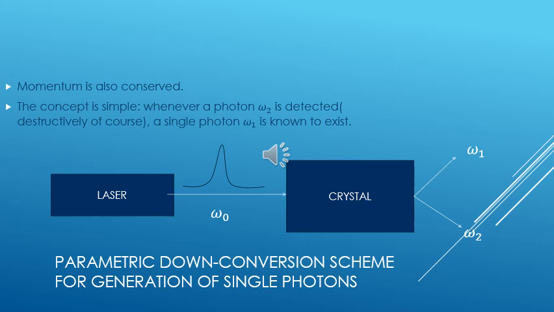As you can see from this slide and the diagram therein, the parametric down conversion scheme is represented. There is a laser that is incident on a crystal, and the laser beam has a frequency ω0, and the crystal converts it into two photons of frequency ω1 and ω2. Now, the concept is very simple. Whenever we detect a photon of frequency ω2, we know that a single photon of ω1 exists.